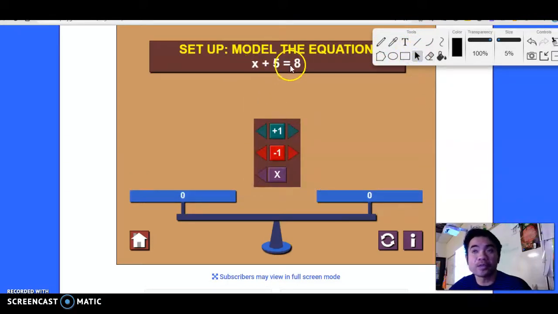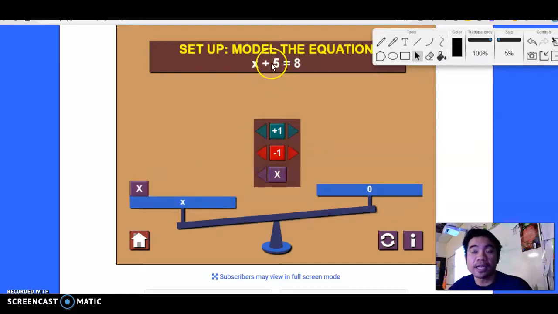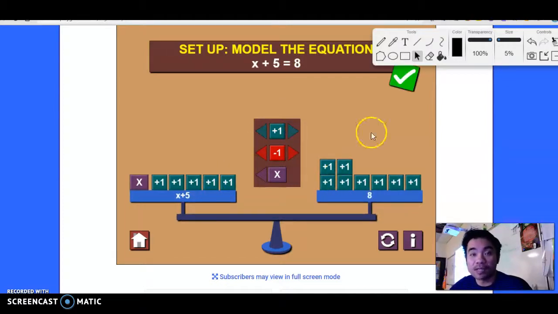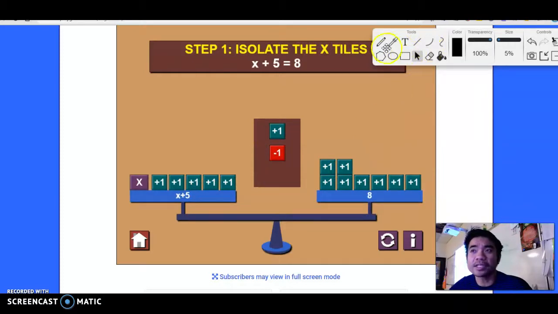X plus 5 equals 8. So, on my left side, I should have X. My left side should also have positive 5. Positive 1, 2, 3, 4, 5. And then on my right side, I should have 8. So, 1, 2, 3, 4, 5, 6, 7, 8. Now it's balanced.